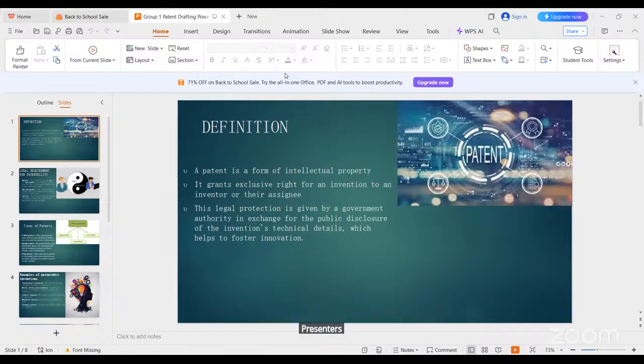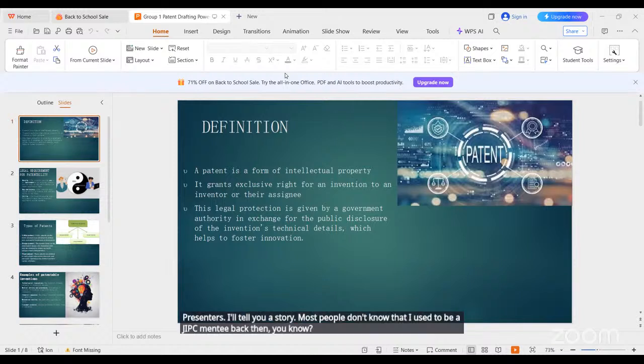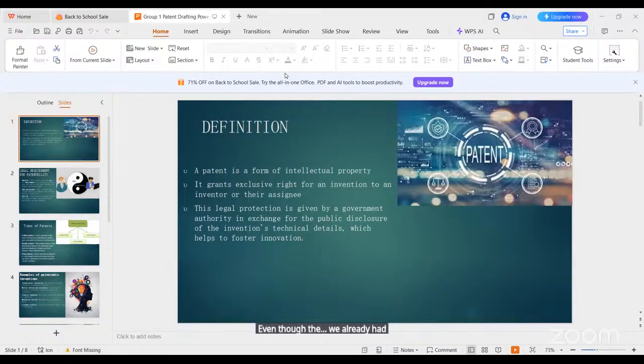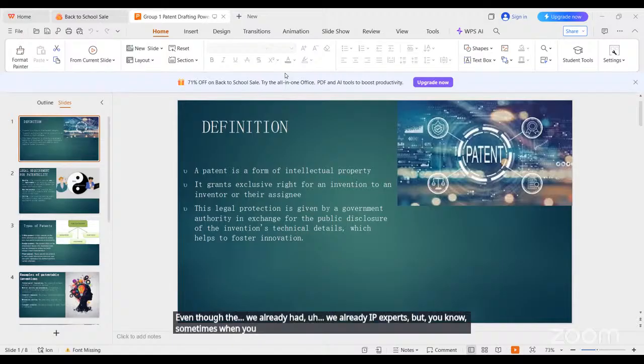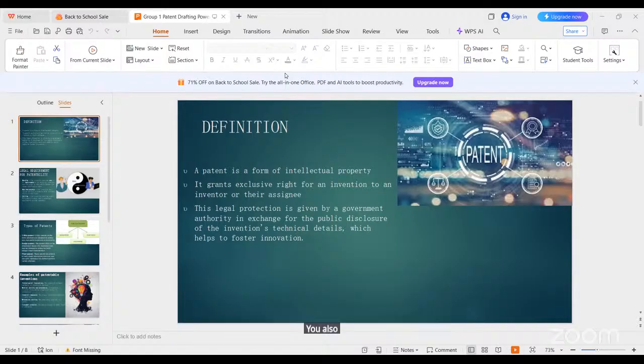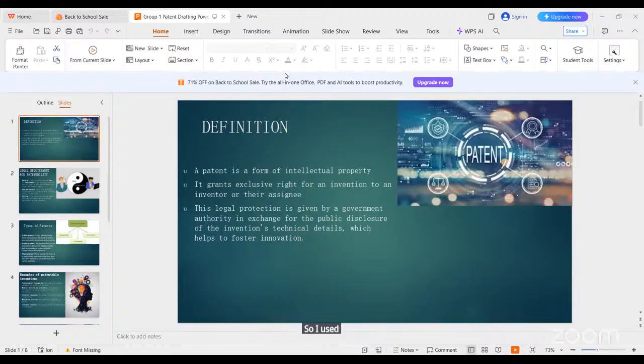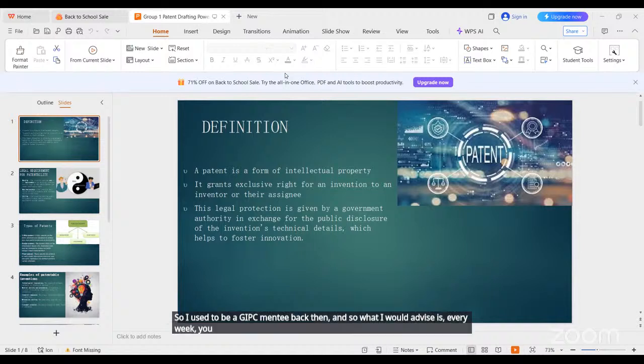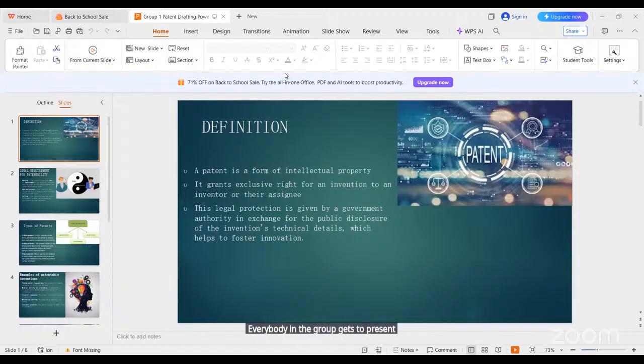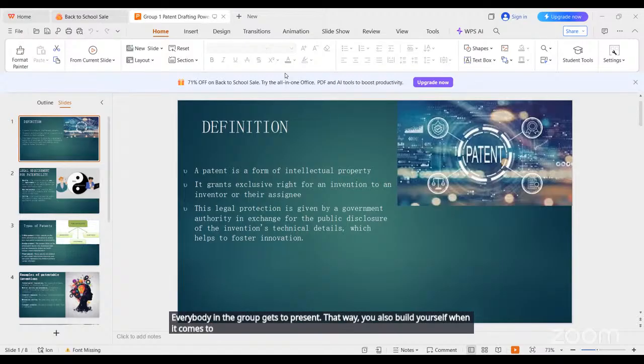I'll tell you a story. Most people don't know that I used to be a JIIPCC mentee back then. Even though we were already IP experts, sometimes when you want to belong in a community, you also want to know what the community is doing right, so that you don't end up in a community whereby they are doing something that doesn't go with your goal. So what I would advise is every week you rotate who the presenter is. So at a point, everybody in the group gets to present. That way you also build yourself when it comes to presentation and speaking publicly.